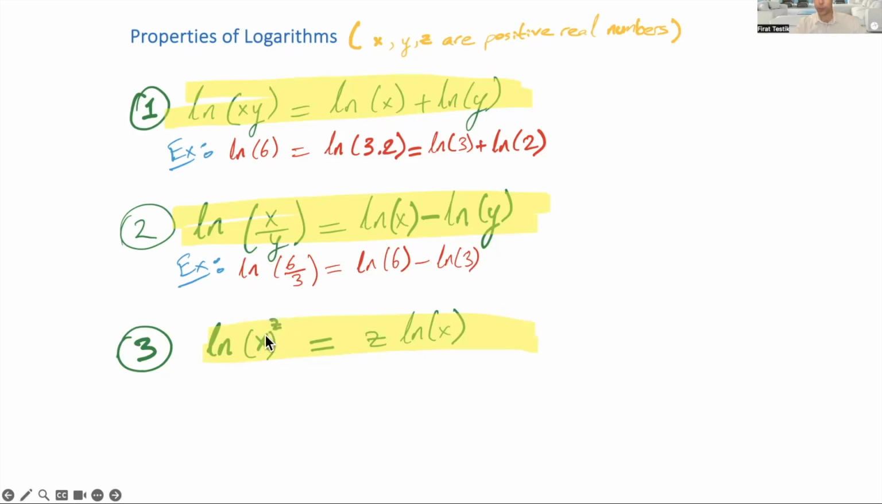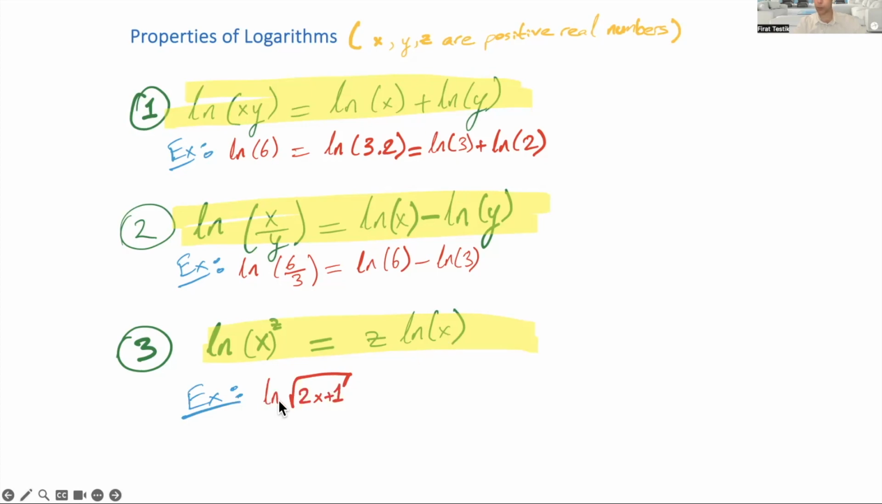Here z is the exponent of the argument x, or x to the power z is the argument, but this is an exponential function. The argument is an exponential function with the exponent z. So these properties say that we can write it as z times ln x. Basically, the exponent becomes a multiplier of the ln of the base of the exponential function. So ln x to the power z can be written as z becoming multiplier of ln x.